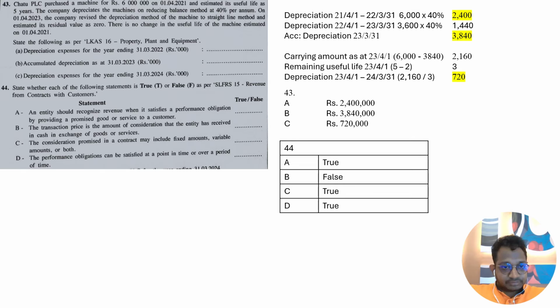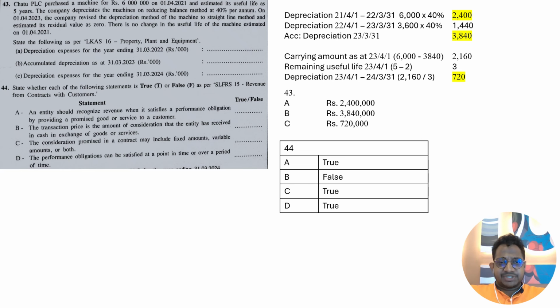Question 43. Saman PLC purchased a machine for 6 million on 1st April 2021 and estimated its useful life as 5 years. The company depreciated the machine on the reducing balance method at 40% per annum. On 1st April 2023, the company revised the depreciation method of the machine to the straight line method and the residual value estimated and so on.